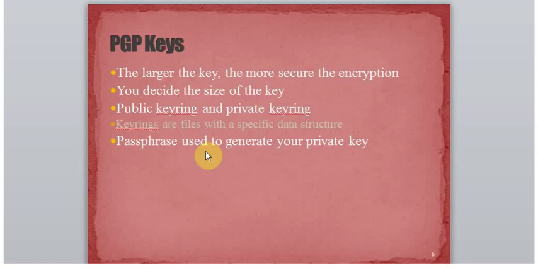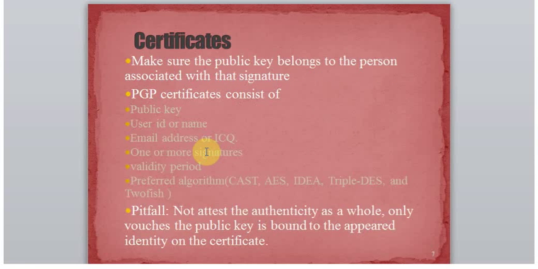The PGP keys: the larger the key, the more secure the encryption is, so we can decide the size of the key. Then the public keyring and private keyring. The keyrings are files with a specific data structure, and the passphrase is used to generate our private key. Then certificates. We must make sure that the public key belongs to the person associated with that signature.